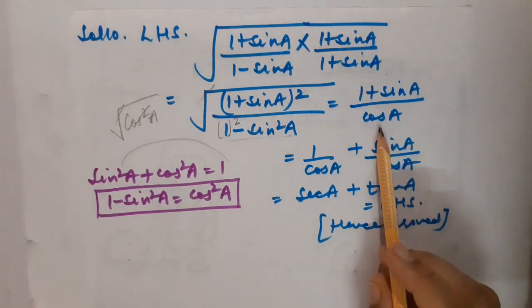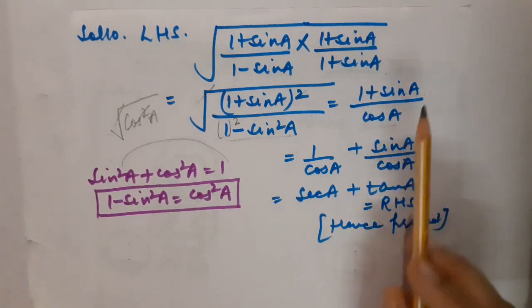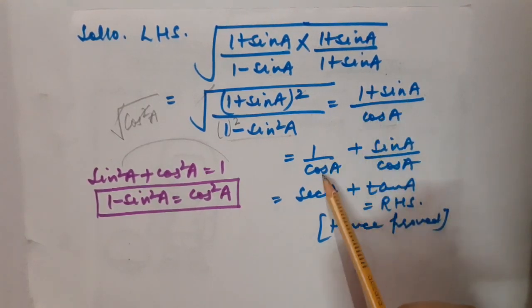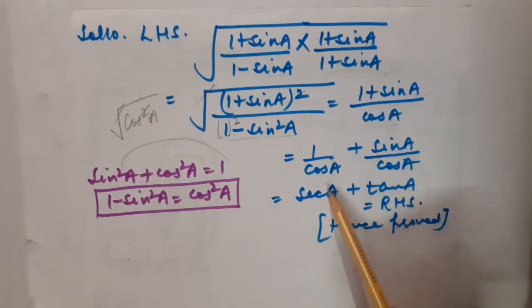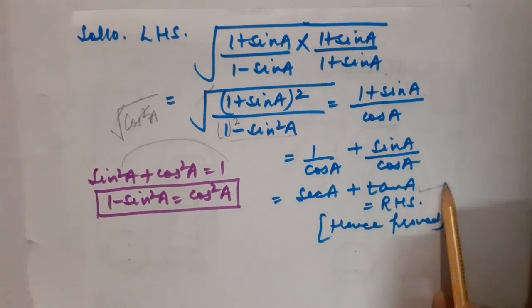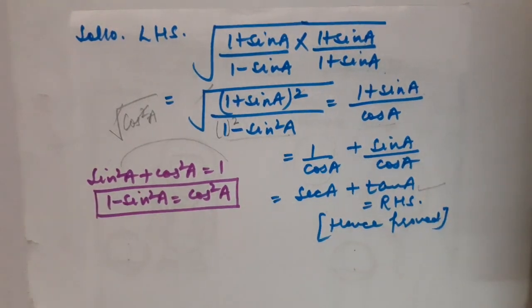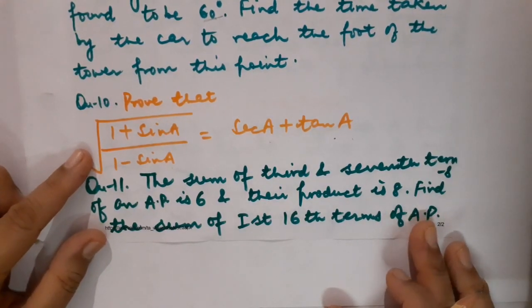Correct? Now you have to give this denominator to both the terms written at the numerator. It will become 1 upon cos A plus sin upon cos A. You know 1 upon cos A is secant A plus sin upon cos A is tangent A. So which is equal to right hand side. So hence proved.